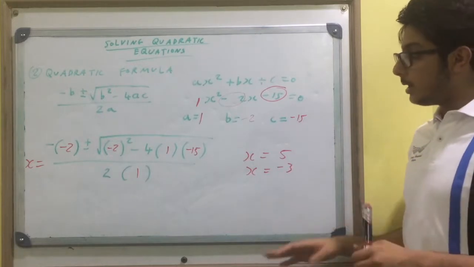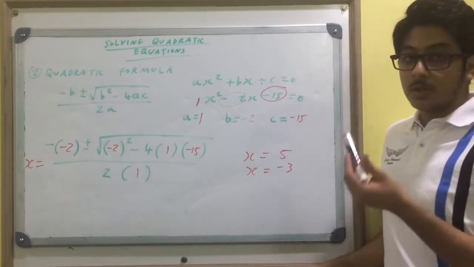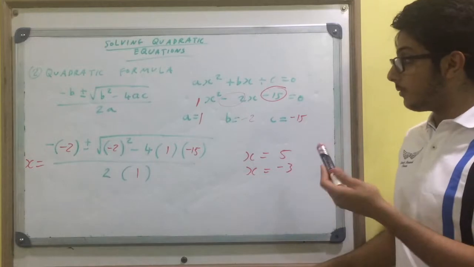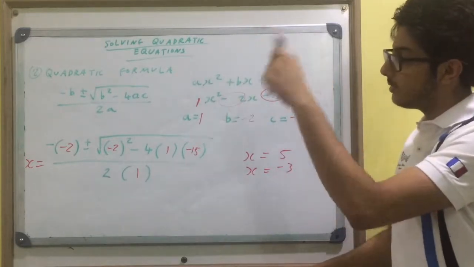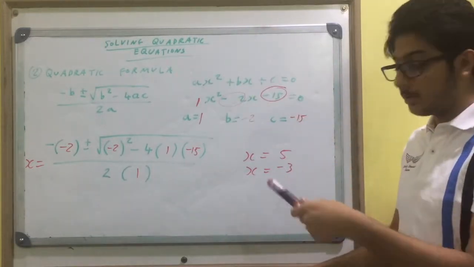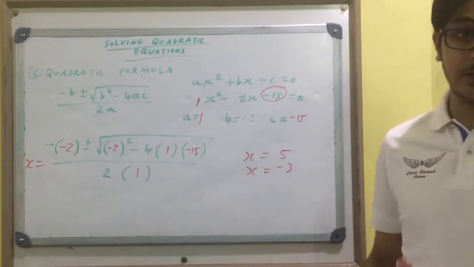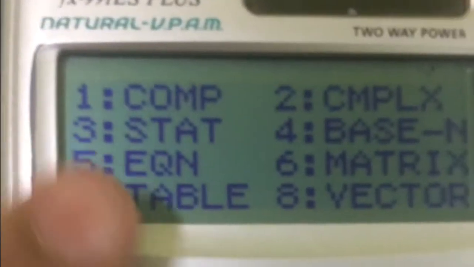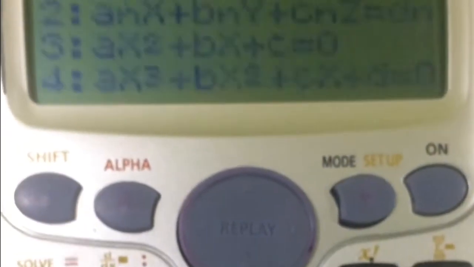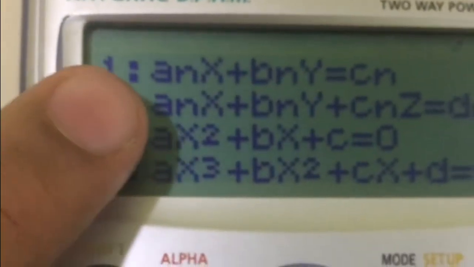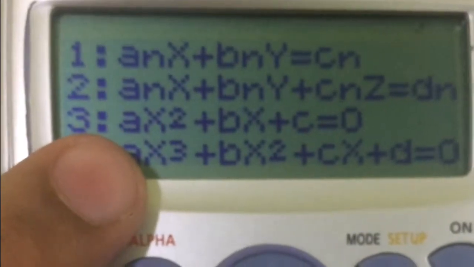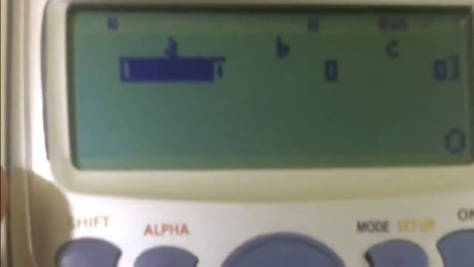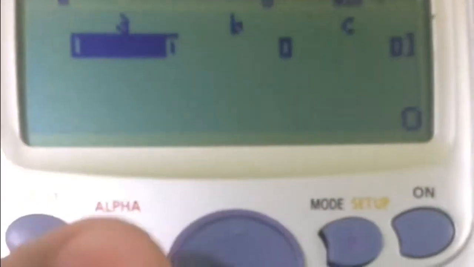Now I say it's the easiest method because if you're lucky, your calculator will have a function that does the quadratic formula for you. Okay, let me show you my calculator. If you go to mode and then equation, you see here you have quadratic and you have cubic, which is also very useful. So 3 for the quadratic, and then you just put in the values for a, b, and c.